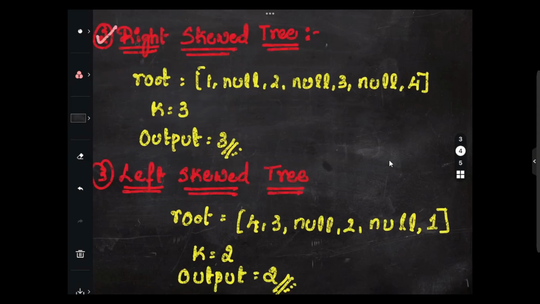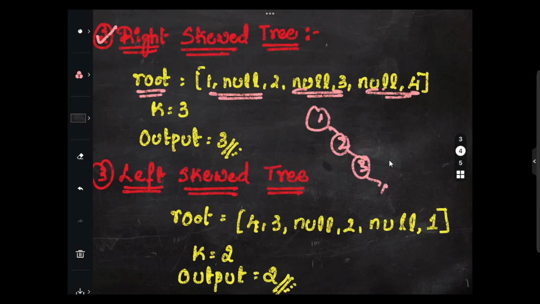So the next one is the right skewed tree. By this time you have to know left and right skewed trees, right? We have been given root 1, null, 2, null, 3, null, 4, which means a right skewed tree. We have the values 1, 2, 3, 4. We have been asked to find the third smallest element. Among 1, 2, 3, 4, 3 is the third smallest element. We have to return the same.